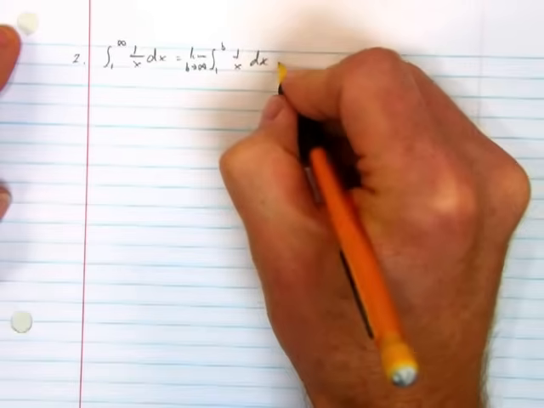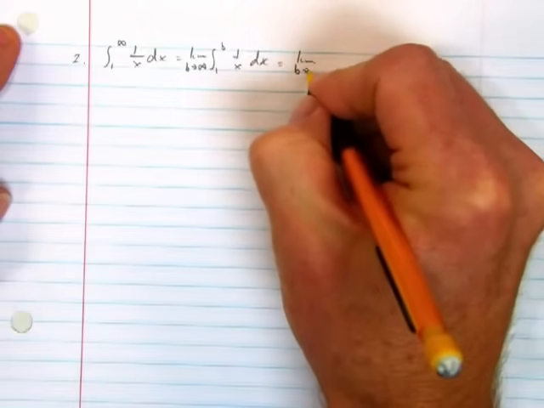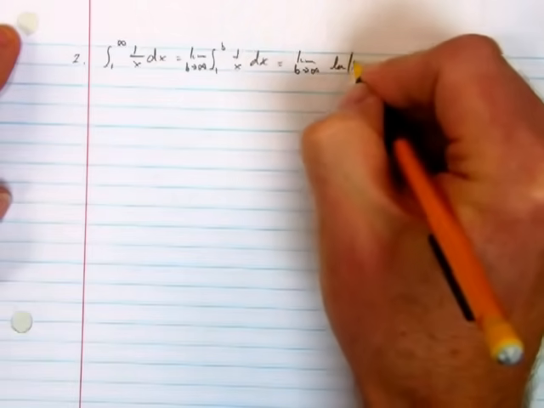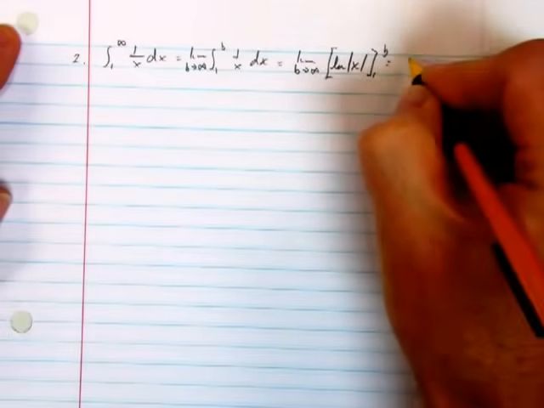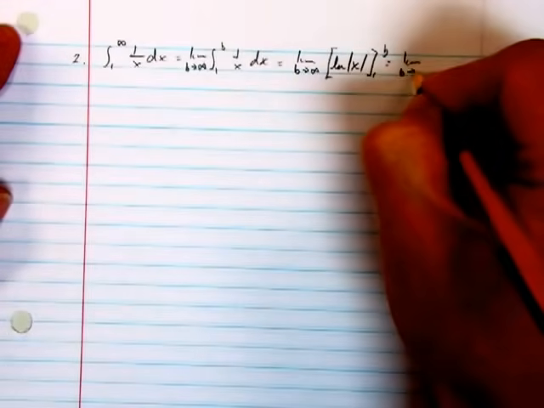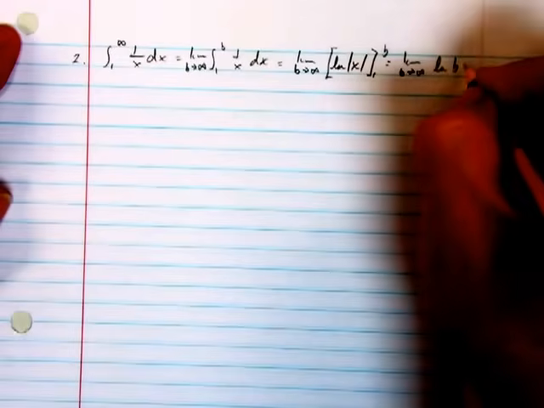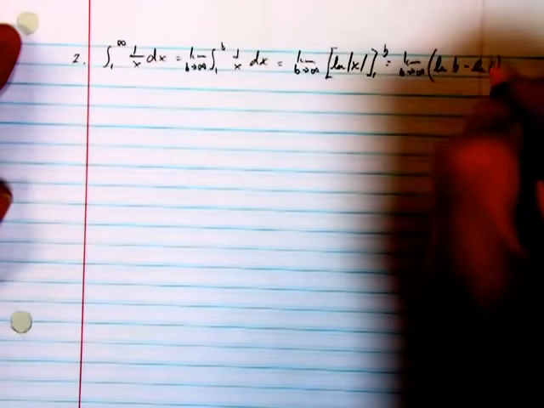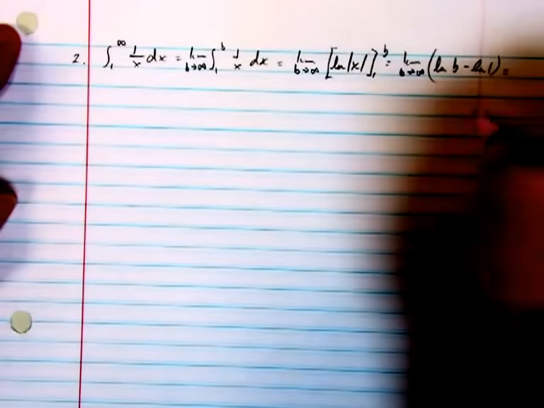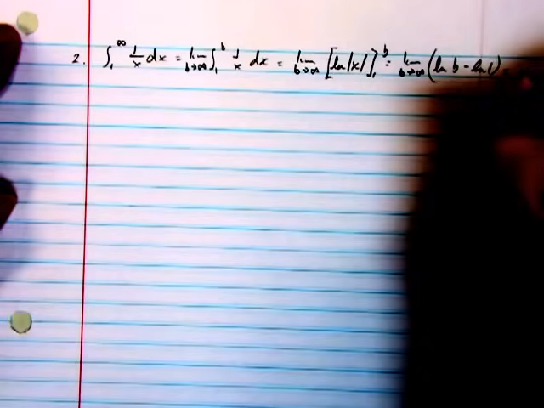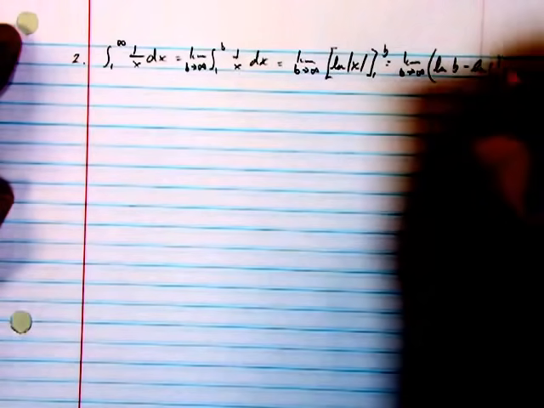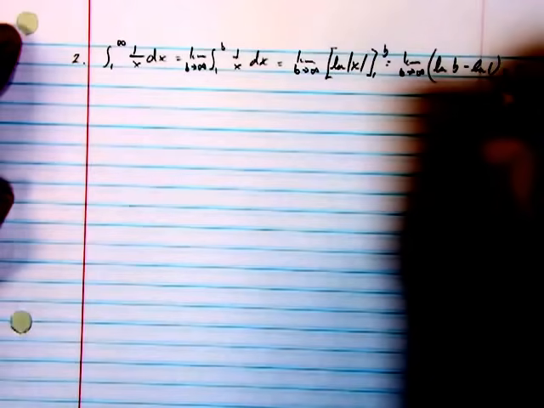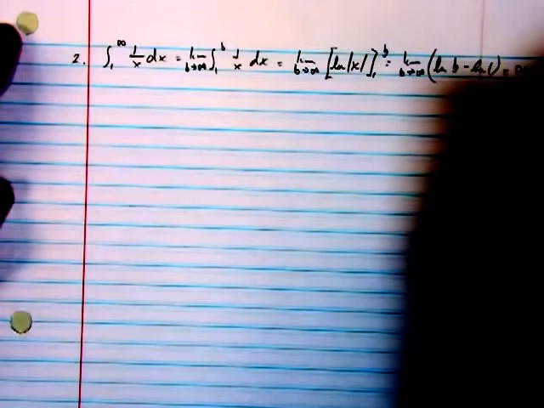Once we do this, we'll just write limit as b going to infinity of ln of absolute value of x evaluated from 1 to b, which equals the limit as b goes towards infinity of ln of b minus the ln of 1. And recall our graph that we did on the previous problem, that as b goes to infinity, the ln goes to infinity, so this thing diverges.